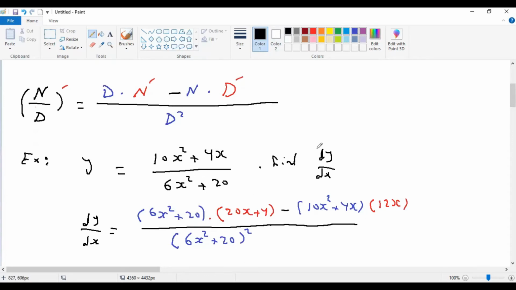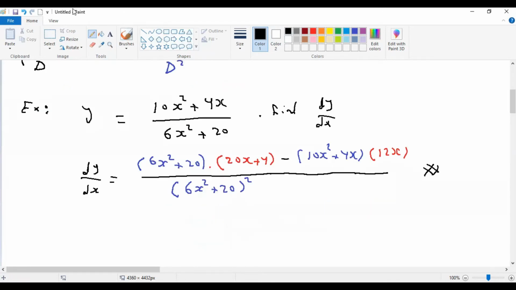So this is the derivative, students, using the quotient rule. But can we simplify it more? Can we simplify this further? How can we simplify this now?